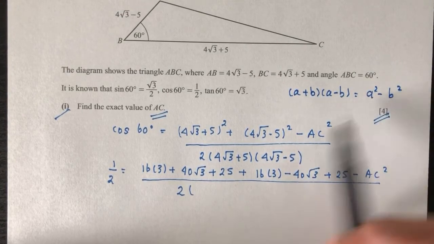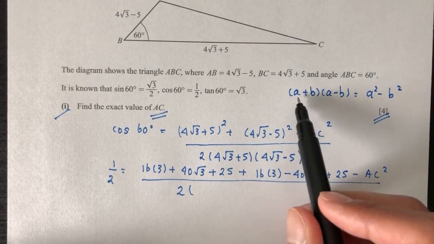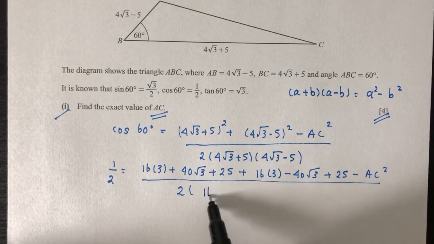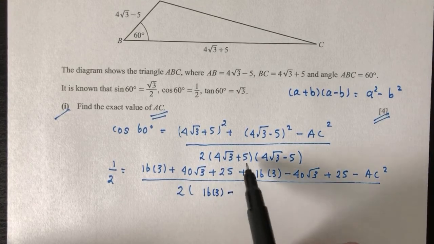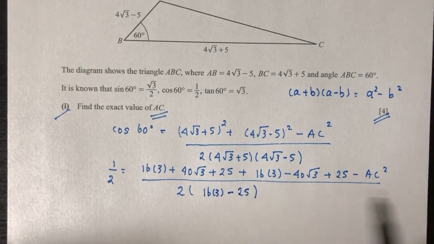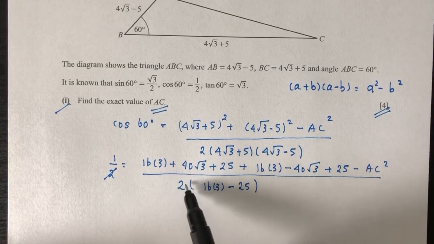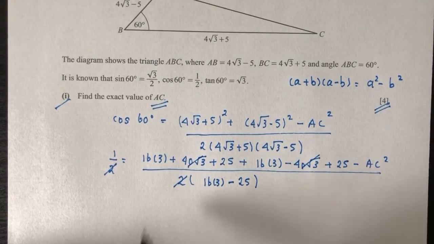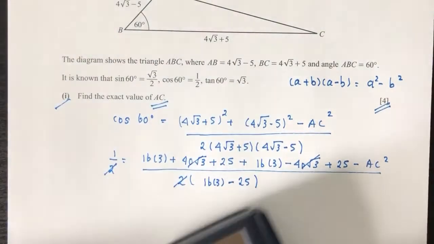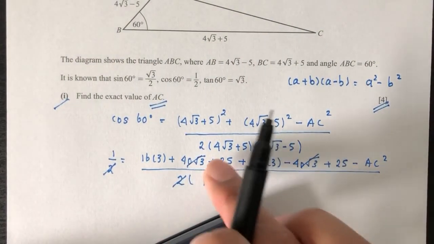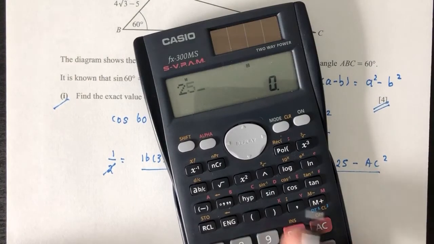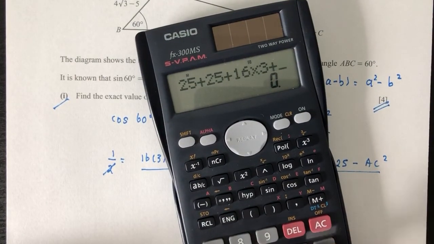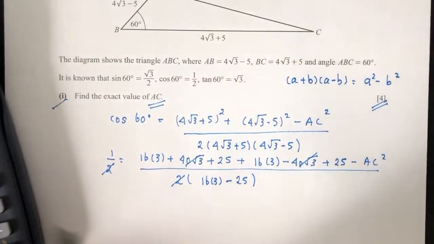I hope you know this rule. So this is a, this is b. So a plus b times a minus b becomes a squared. A squared will be 16 times 3, minus b squared will be 25. So now you simplify, this cancels out and this cancels out. So let's do that. Here we have 16 times 3, 16 times 3, 25 and 25. So let's add everything. 25 plus 25 plus 16 times 3 plus 16 times 3. So that will be 146.